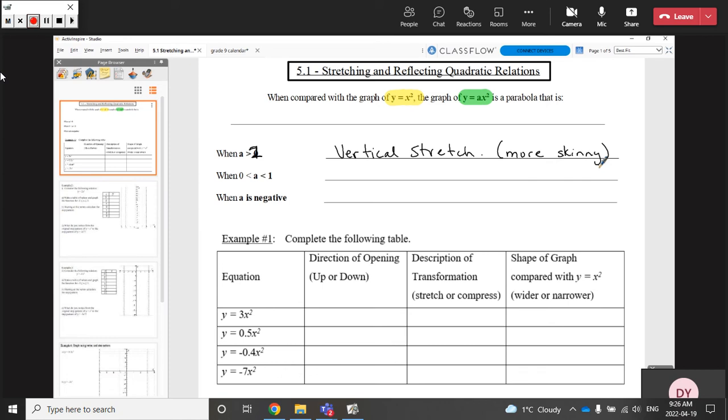Now, when it says here, when the a value was greater than 0 but less than 1, what that means is essentially between 0 and 1. So when the a value was a fraction, we had a vertical compression. It's the opposite now. It's a little bit more wide.